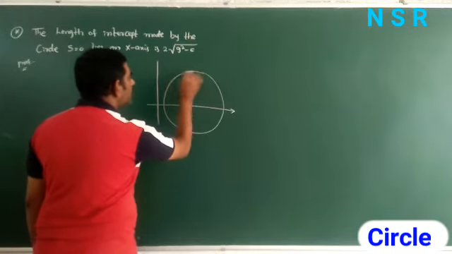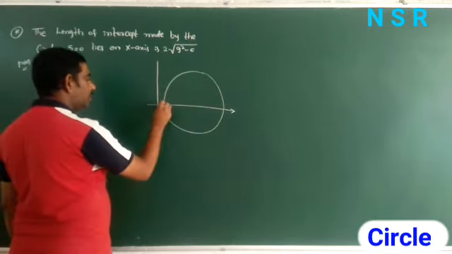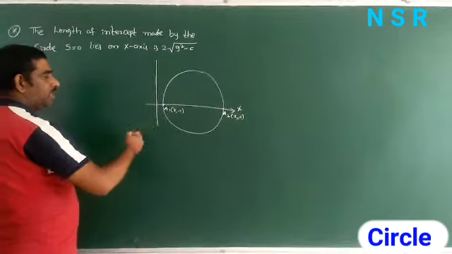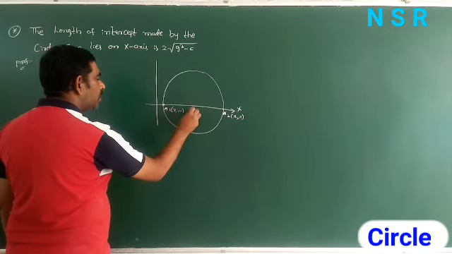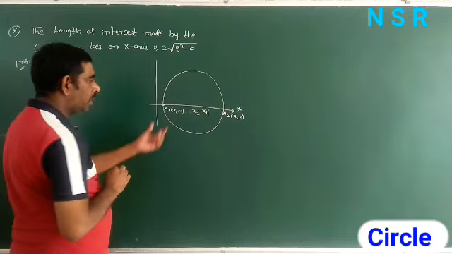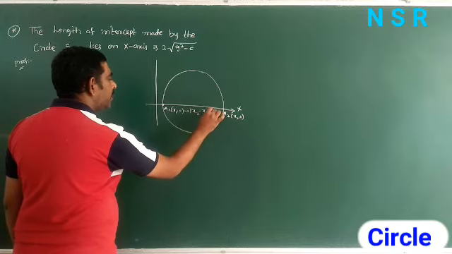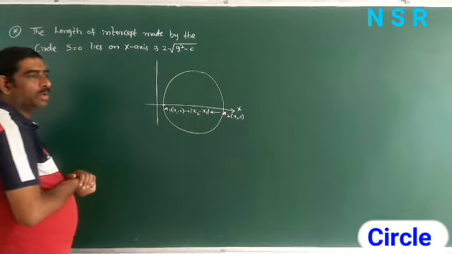Any point on the x-axis has y coordinate 0. Take this as A1 and this as A2. This is the intercept A1A2 lying on the x-axis. So take these as x1 comma 0 and x2 comma 0, because the y coordinate is 0 and A1A2 lies on the x-axis. Now the distance between A1 and A2 is mod x2 minus x1. Why am I writing mod here? Because distance is always positive.